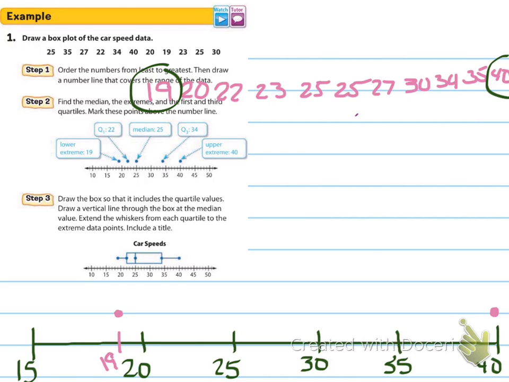Since they're already in order from least to greatest, I could just do my tag, or you can do the British method of n plus 1 divided by 2. 1, 2, 3, 4, 5, 6, 7, 8, 9, 10, 11. There's 11 values, plus 1 will be 12, divided by 2, which is the 6th value. So 1, 2, 3, 4, 5, 6. 25 is the median.